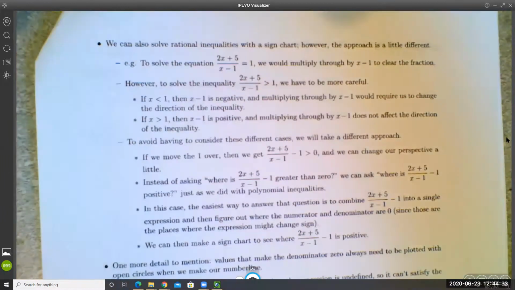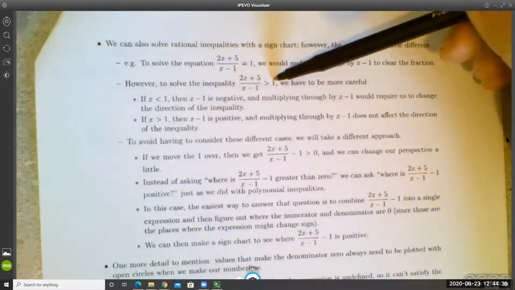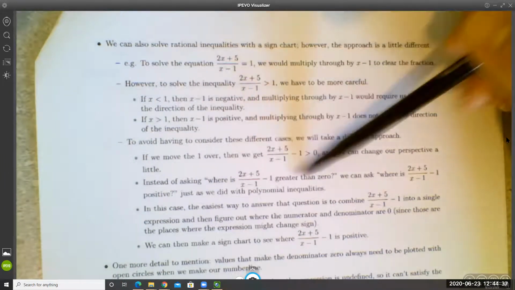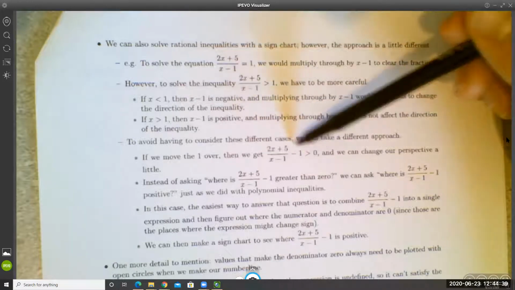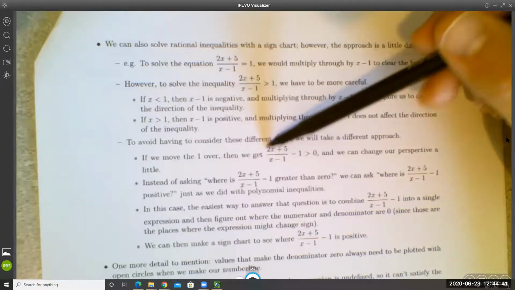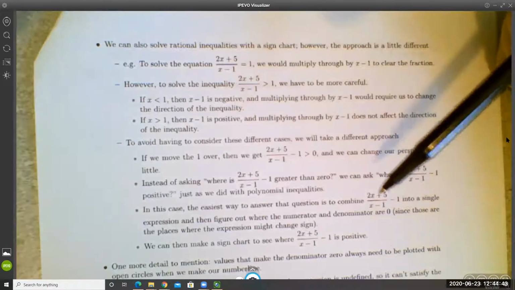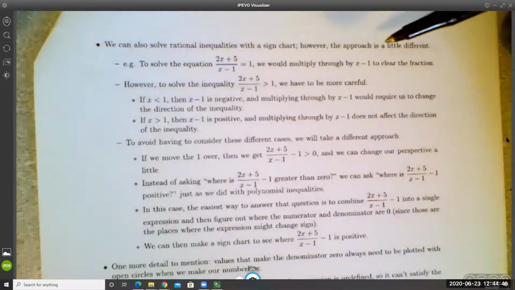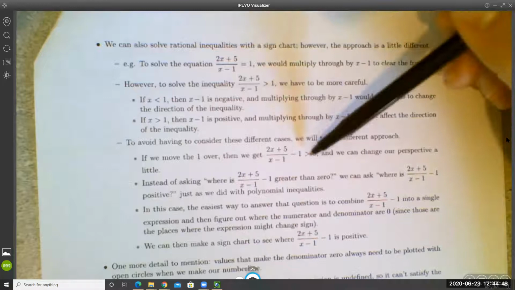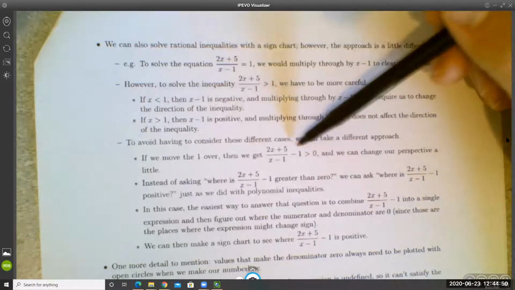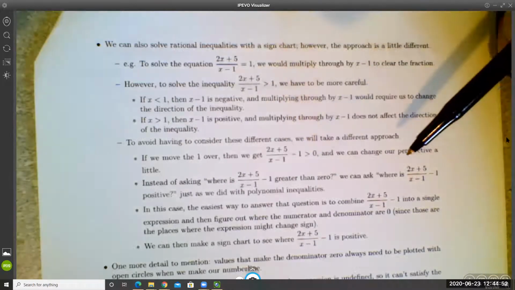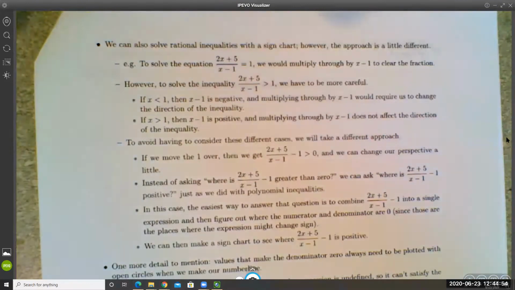To use the sign chart method, we're going to move the 1 over to get this statement, and then we're going to recombine this left-hand side so that it's just a single rational expression. And then we're going to do the same thing that we did on the previous page. Instead of asking where the expression is greater than 0, we're going to ask, where is the expression positive? We answer that question by making a sign chart.